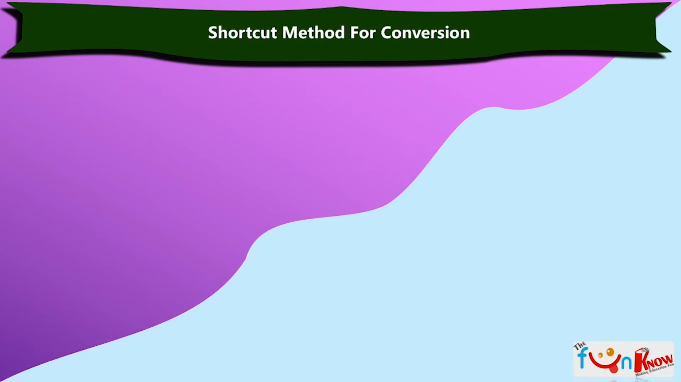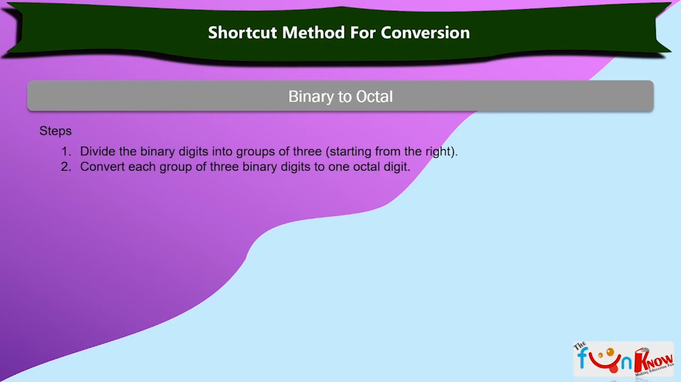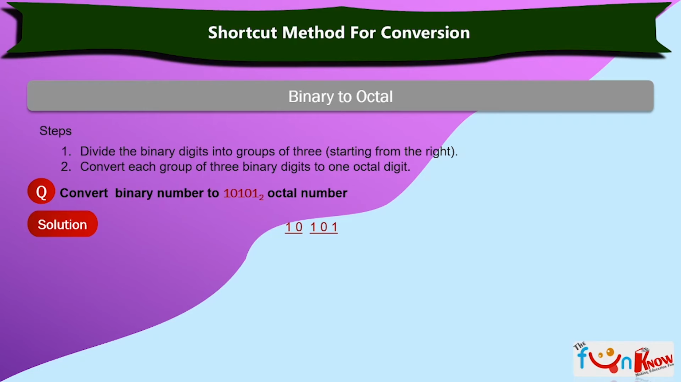Next, students, there are some shortcut methods for conversion. I hope you are understanding how the conversion works. If we have to convert binary to octal, there are steps. Divide the binary digits into groups of 3 starting from the right. Convert each group of 3 binary digits to 1 octal digit. Example: convert the binary number given over there. What is the binary number given, students? 10101 to the base 2. That is a binary number, and we have to convert it to an octal number. How? The solution is given over here.